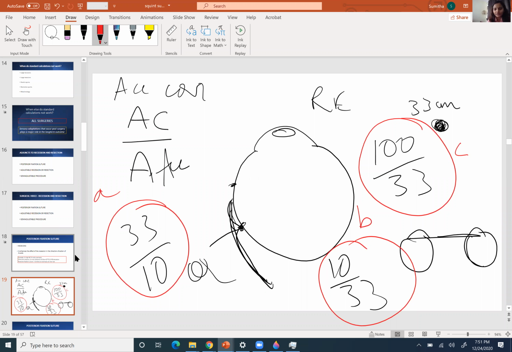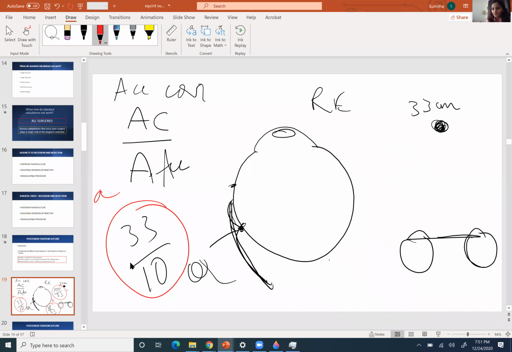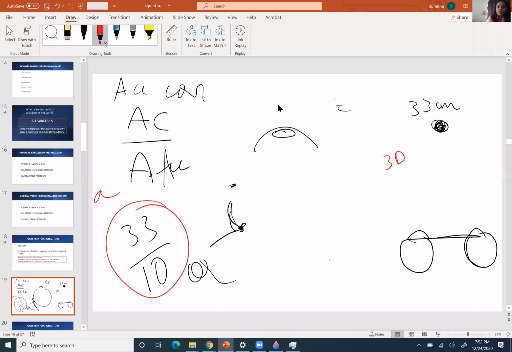100 divided by 33, which is equal to 3 diopters. So for a target about 33 centimeters in front, the amount of accommodation required is 3 diopters. So what is the normal AC/A ratio? Normal AC/A ratio is 3 to 5 prism diopters.